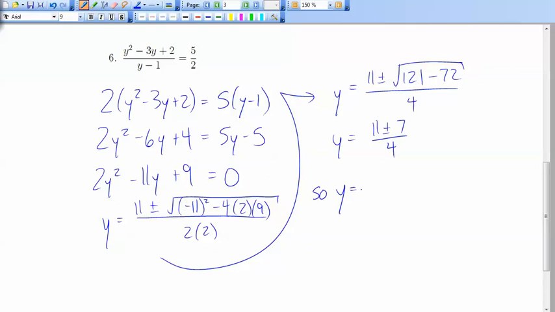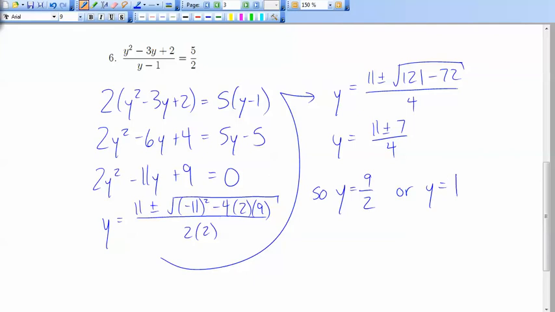So if we take 11 plus 7, we get 18 over 4. 18 over 4 in lowest terms would be 9 over 2. And if we take 11 minus 7, we get 4 over 4, which is 1. So we get those two different solutions.